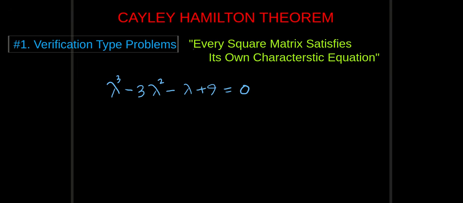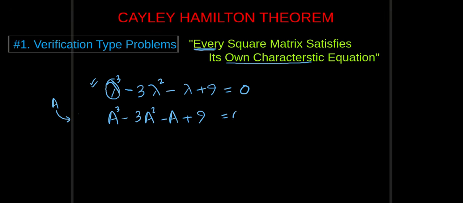Now look at the statement. Every square matrix satisfies its own characteristic equation. So we have to verify whether we can replace lambda with capital A. According to Cayley-Hamilton theorem, A cube minus 3A square minus A plus 9 is equal to 0. Of course, this doesn't make sense, so I have to make it 9I. And this is exactly what you're going to verify.